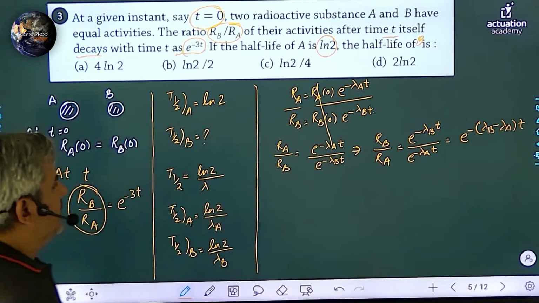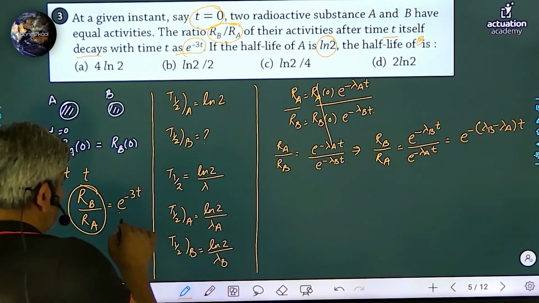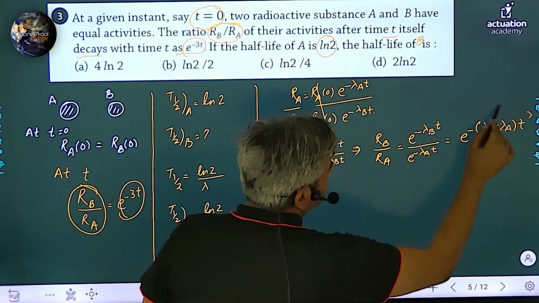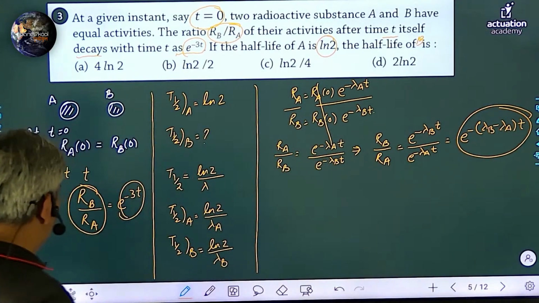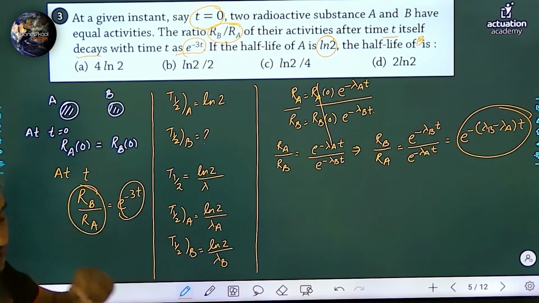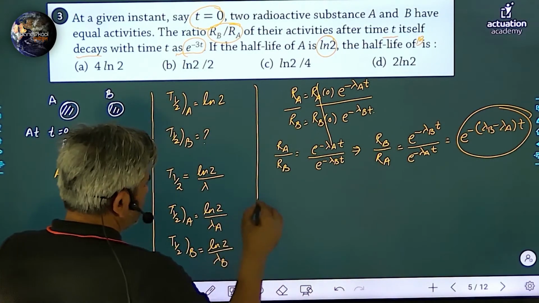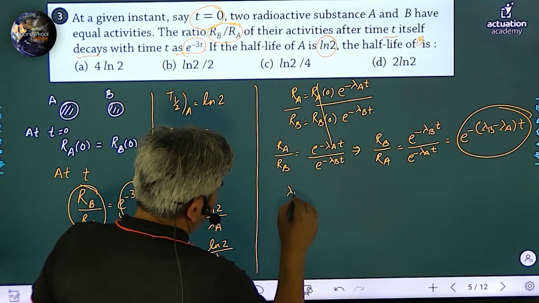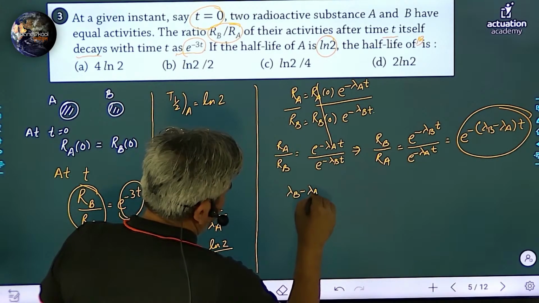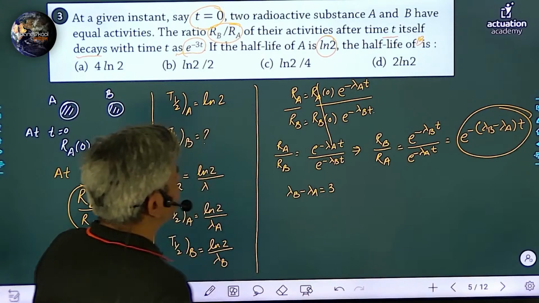Now let's compare this function with this. So we can easily write down, if bases are equal, then their exponents will also be equal. So from here we can easily write lambda B minus lambda A is equal to 3.